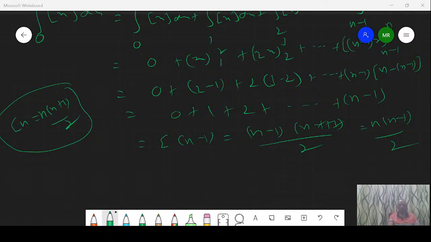Is it clear? You understood this? Got this point here? Right. Now you can see that after that I can do the next problem. Is it clear, right? Do the next one now.